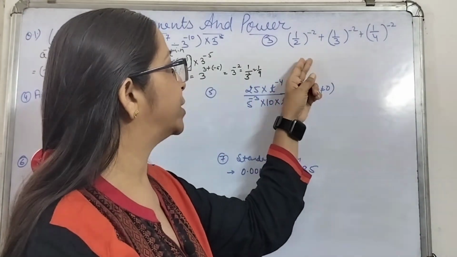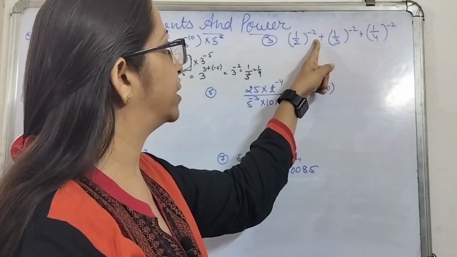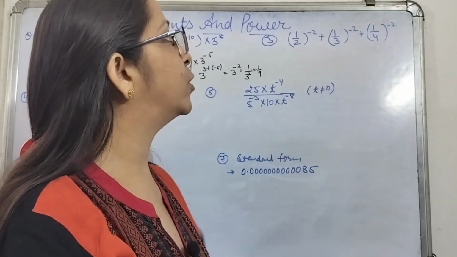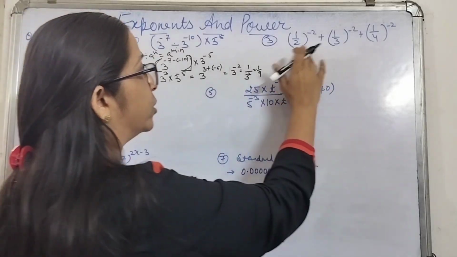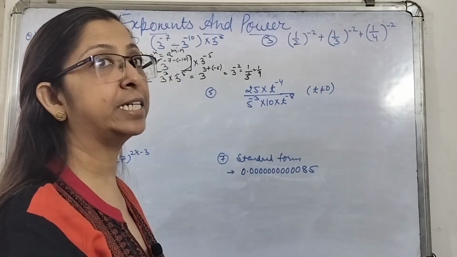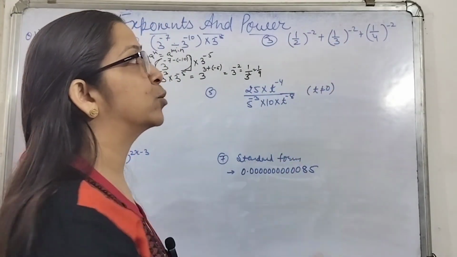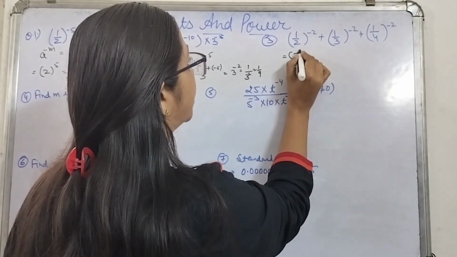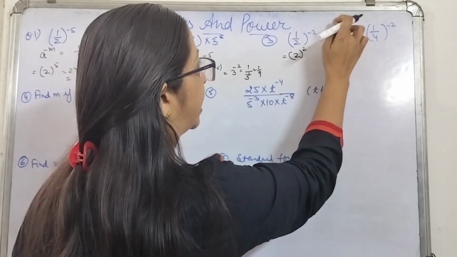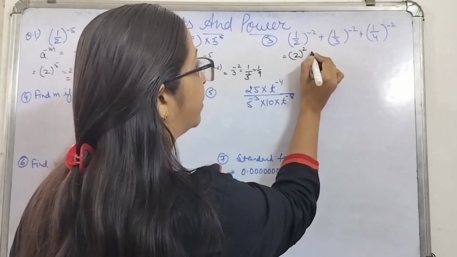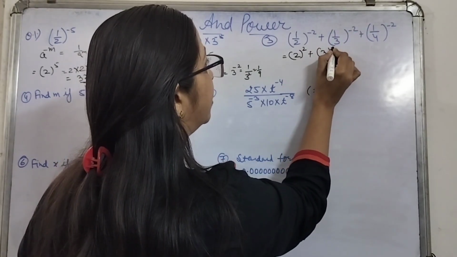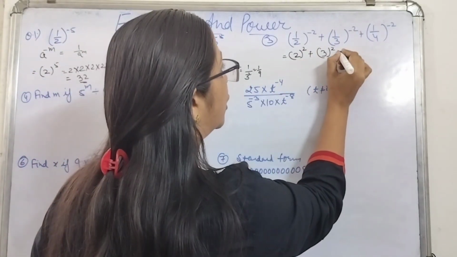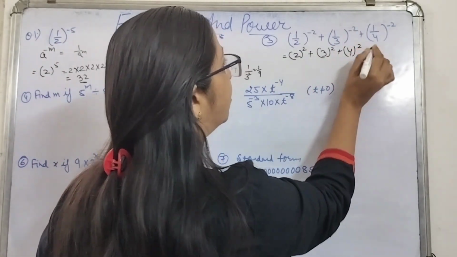Now let's see the third question. 1 upon 2 raised to the power minus 2 plus 1 upon 3 raised to the power minus 2 plus 1 upon 4 raised to the power minus 2. In all the three cases, the power is negative. So we will reciprocate the number so that the power will become positive. So this could be written as 2 raised to the power plus 2. Again, we will reciprocate 1 upon 3, so it will become 3, so 3 raised to the power plus 2. Power will become positive once we reciprocate the number. Over here it will be 4 raised to the power plus 2.